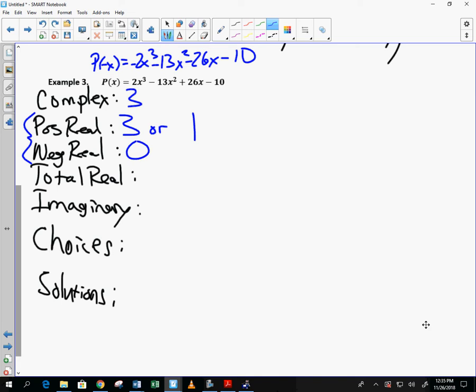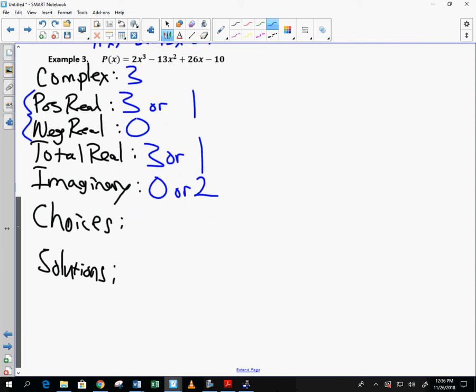If I have 3 positive and 0 negative, that would be a total of, or suppose I don't have 3 positive. Suppose I have 1 positive and 0 negative. That would make 1. Now, here's where it's different. Got to focus on this. We have a total of 3. If I have 3 complex and all of them are real, then how many imaginary would you have? None. Suppose you have 3 complex solutions, but only one of them is real. Then you would have 2. See how the total real decreases by a factor of 2 and the number of imaginary increases by a factor of 2. Excellent.